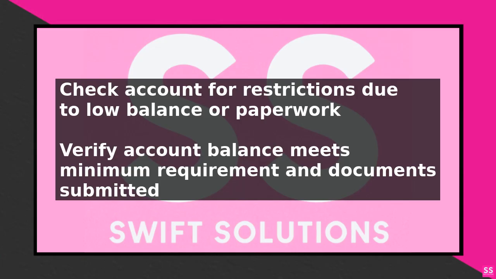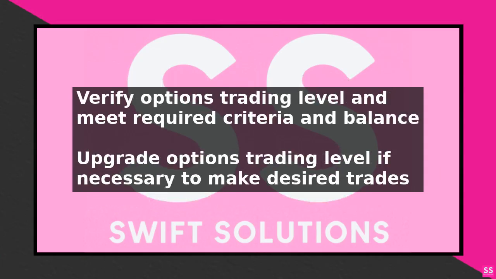Then, verify your options trading level. Robinhood has different levels of options trading, ranging from level 1 to level 3. Each level requires you to meet certain criteria, such as having a minimum account balance or completing a trading quiz. If you are not at the level required for the options trade you want to make, you will need to upgrade your level.